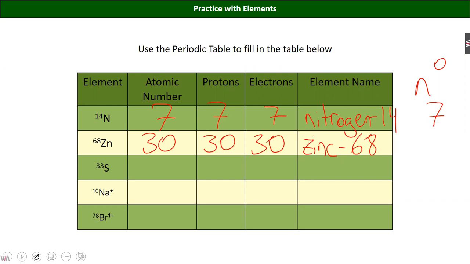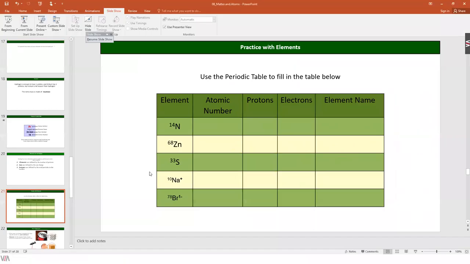So for zinc 68, how many neutrons do we have? Just 38. Protons plus neutrons has to add up to 68. Let's look at the sodium one, just to get to one where there's a charge. What's the atomic number? 11. So how many protons? 11. How many electrons? 10. So the name would just be sodium 10. How many neutrons? Sorry, it shouldn't be sodium 10. This is sodium 23. Sorry, sodium 10 is not a thing.